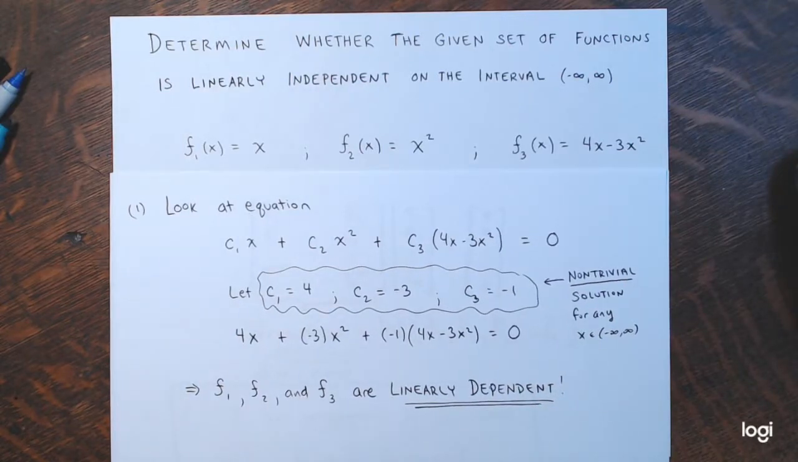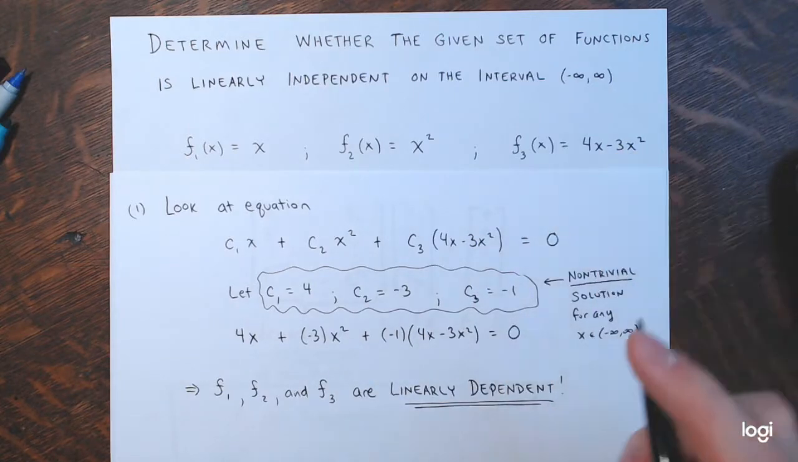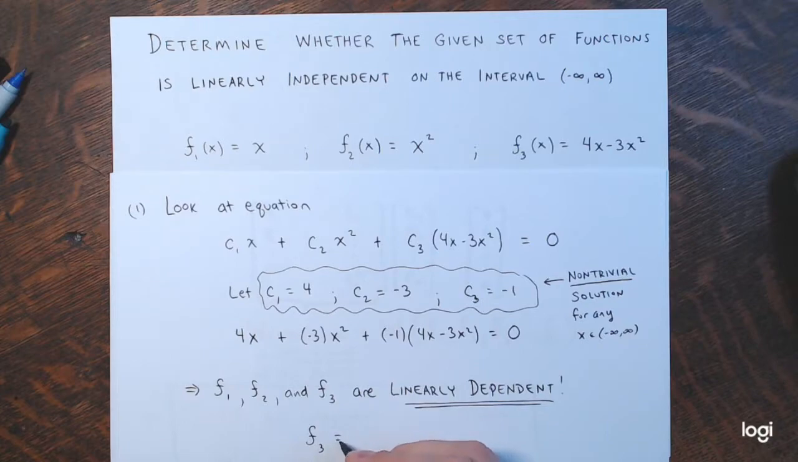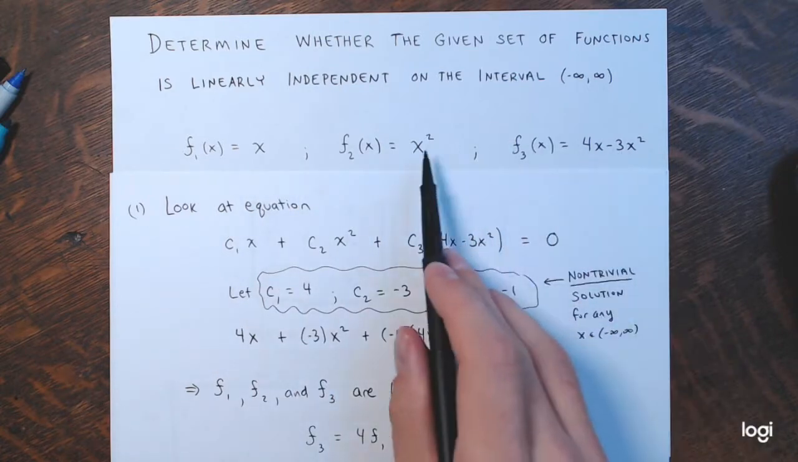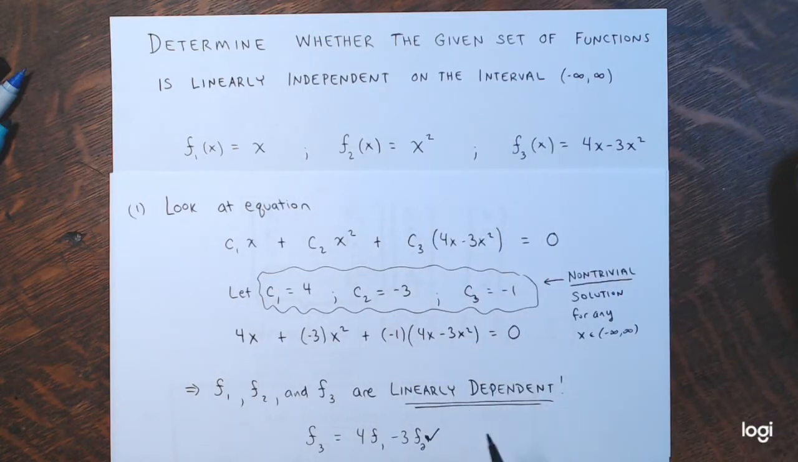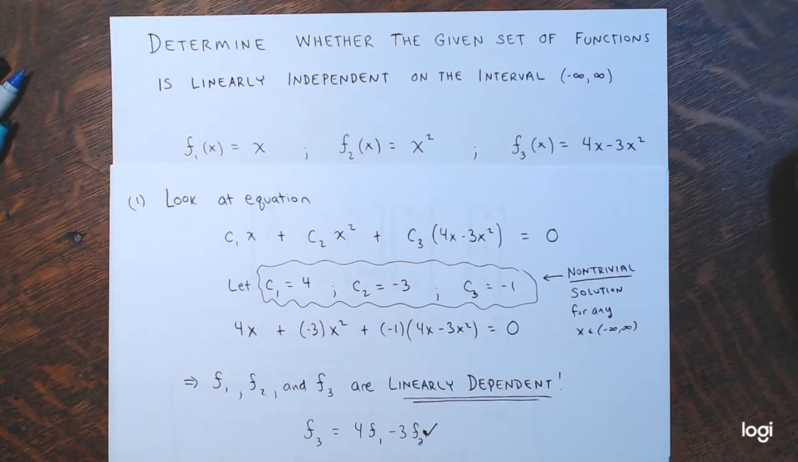And if that's the case, that means you can write one function as a linear combination of others in the set. And again, hopefully it's obvious that you could write f3 as just 4 times f1 minus 3 times f2, because it's just 4 times x plus negative 3 times x squared. So if you can write one function as a linear combination of some other ones in the set, then clearly that set of functions is not independent, because one can depend on the others. And this would be for any x in the interval.